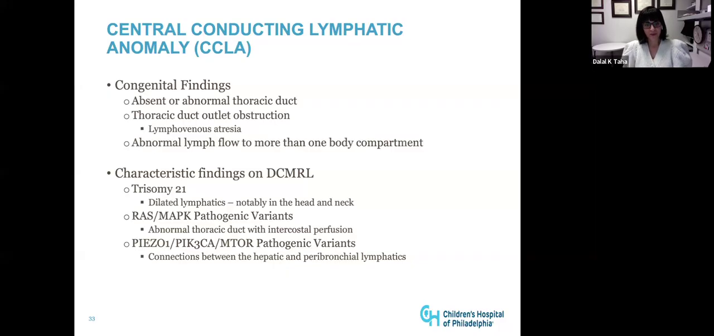Using DCMRL, sometimes we can identify genetic disorders just based off of imaging. So patients with trisomy 21 can have dilated lymphatics, notably in the head and neck, that can be characteristic for that disorder. And then for the RAS pathway, if you have a pathogenic variant, we typically see an abnormal thoracic duct. It will be dilated and tortuous, but there'll also be intercostal perfusion. And that's been very characteristic across patients we've imaged. And then for mTOR pathogenic variants, you'll sometimes see a connection between the liver and the peribronchial lymphatic chain.